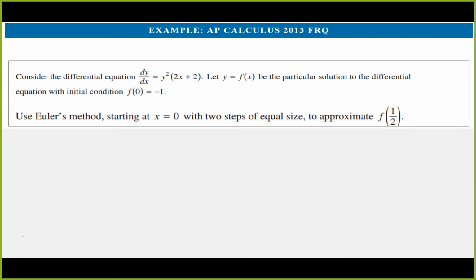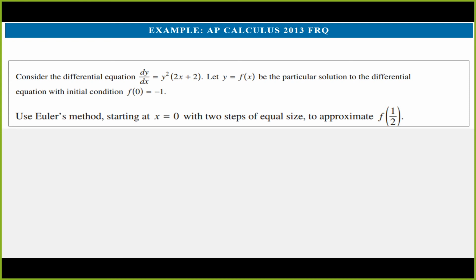So I've got our differential equation given, dy over dx is y squared times 2x plus 2. And I'm looking for f of x to be a particular solution to this differential equation with the initial condition f(0) is -1. Okay, starting at x equals 0 with 2 steps of equal size, I want to approximate our f of 1/2.